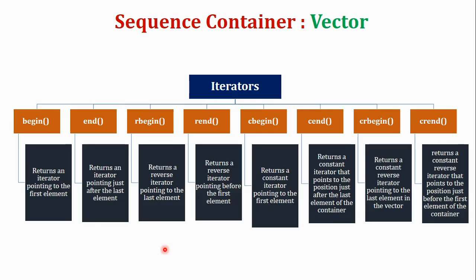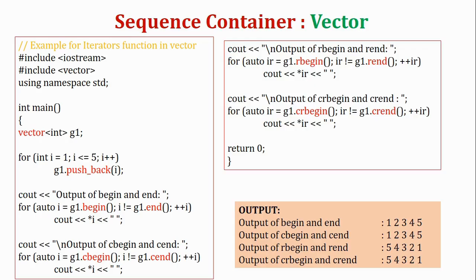And next one is cend. It will return the constant iterator that will point to the position just after the last element of the container. And next one is crbegin. It will return the constant reverse iterator which will point to the last element of the vector. Then crend. It will return the constant reverse iterator that points to the position just before the first element of the container. We will see one example using these functions.